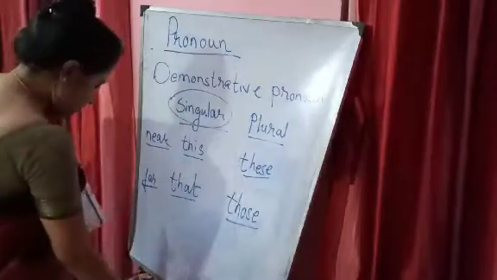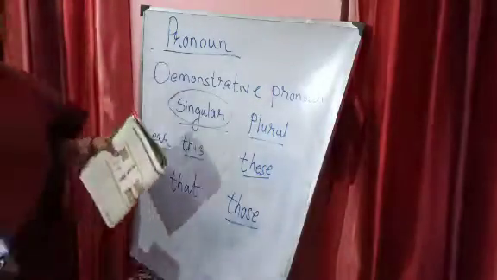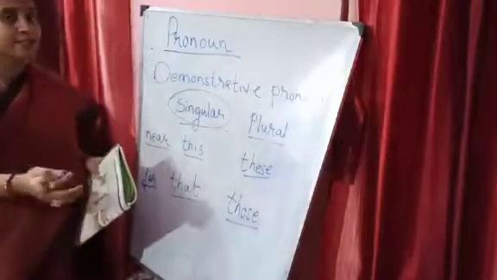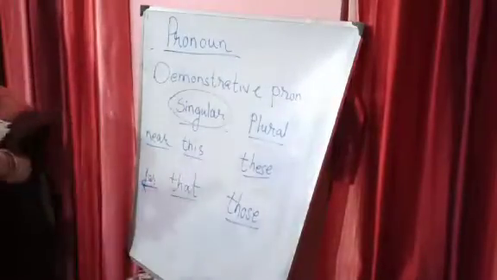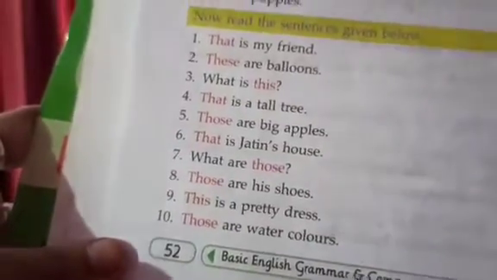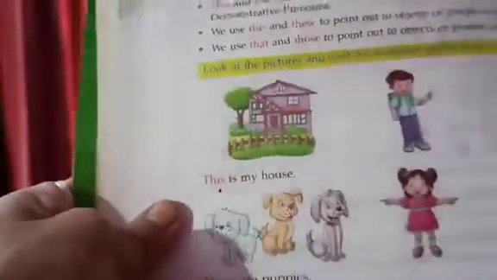Okay? Now this thing is clear to you, my children, I think so. So these are demonstrative pronouns. I'll go through some sentences. See this. That is my friend. These are balloons. What is this? That is a tall tree. Those are big apples. That is Jatin's house. What are those? Those are his shoes. This is a pretty dress. Those are watercolors.